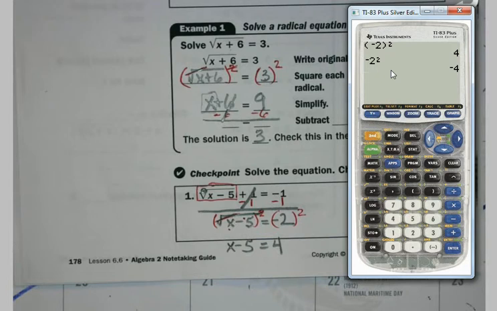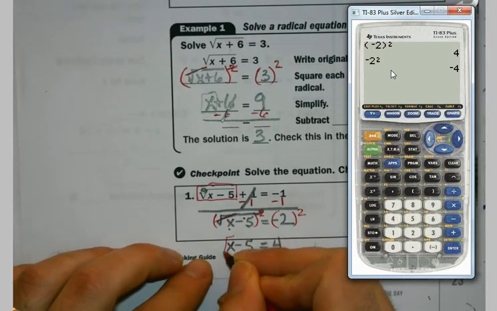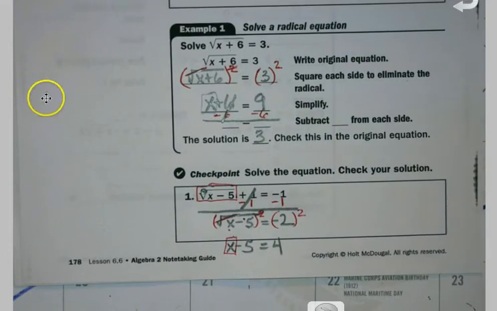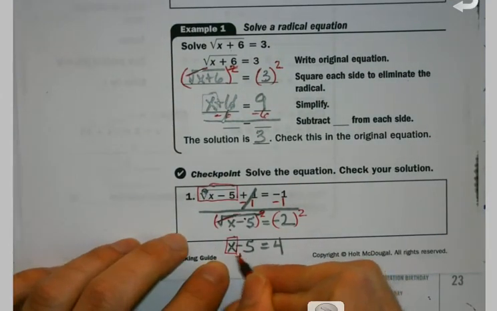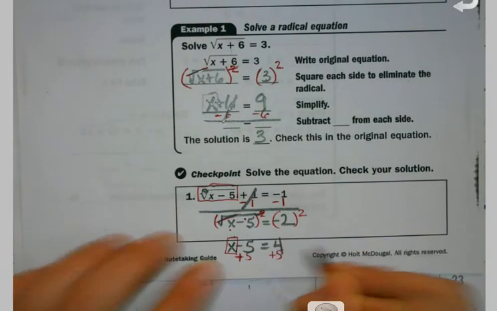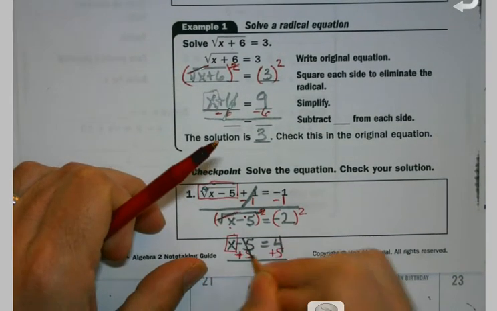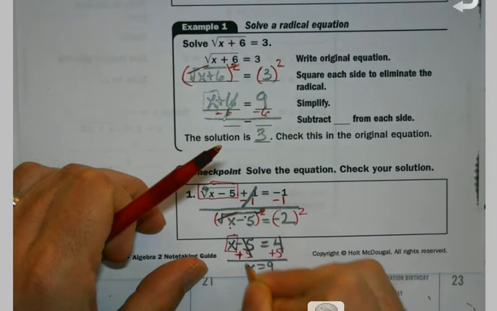out of that problem. So then I got one step left now that the radical's gone. Yep, I've got to get that minus 5 away from my x. So I do the opposite, and I plus 5 it. And once I do that, I get x equals 9, and I'm done.